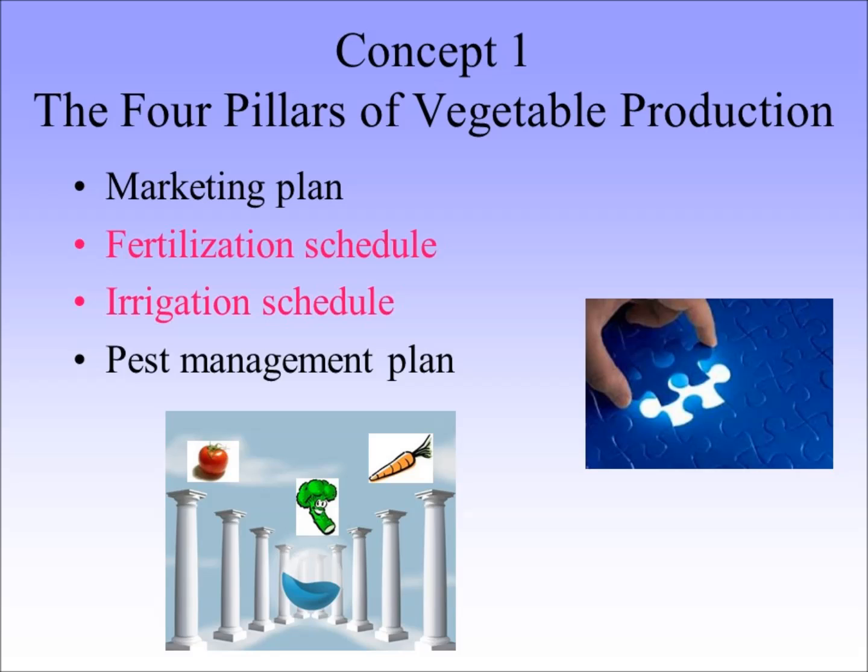All right, so in the grand scheme of things, your vegetable growers need to have four documents: a marketing plan, a fertilization schedule, an irrigation schedule, and a pest management plan. You want to make sure that they start off on the right foot.